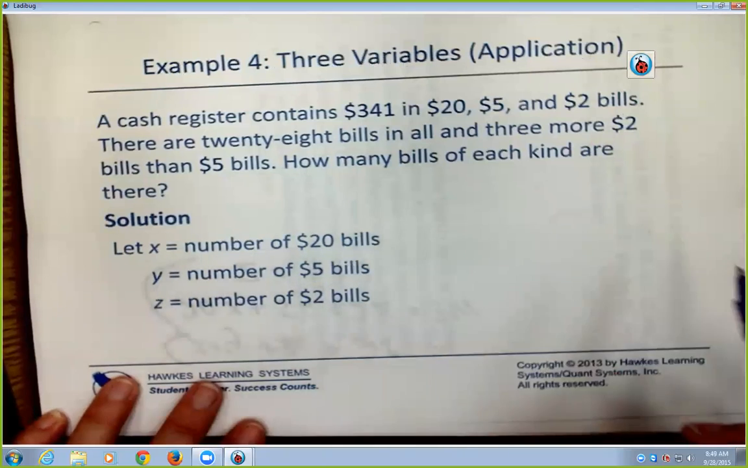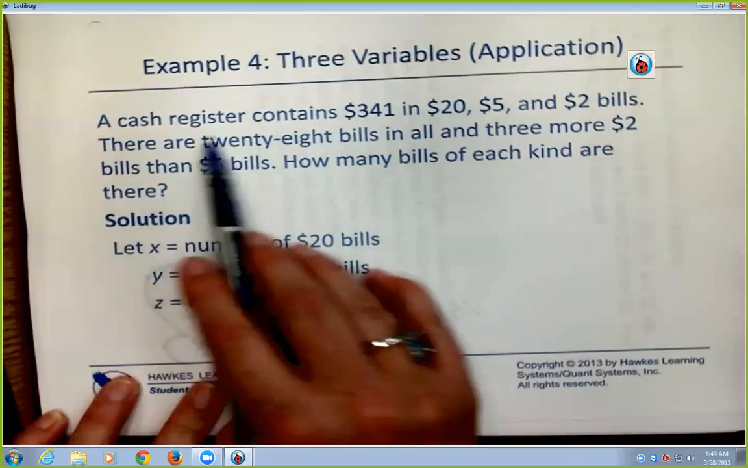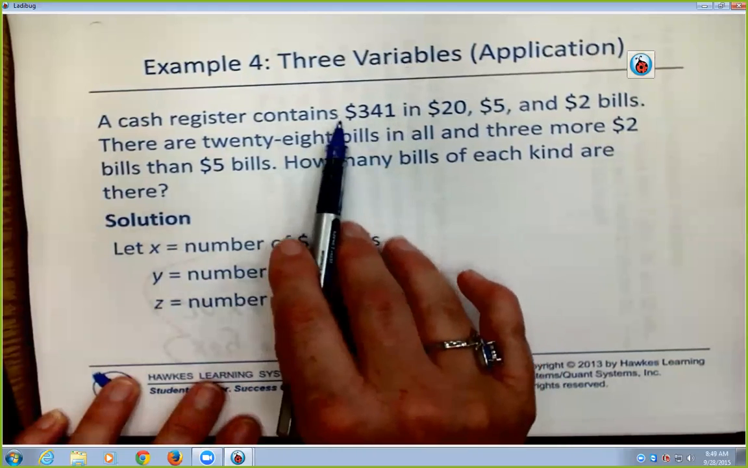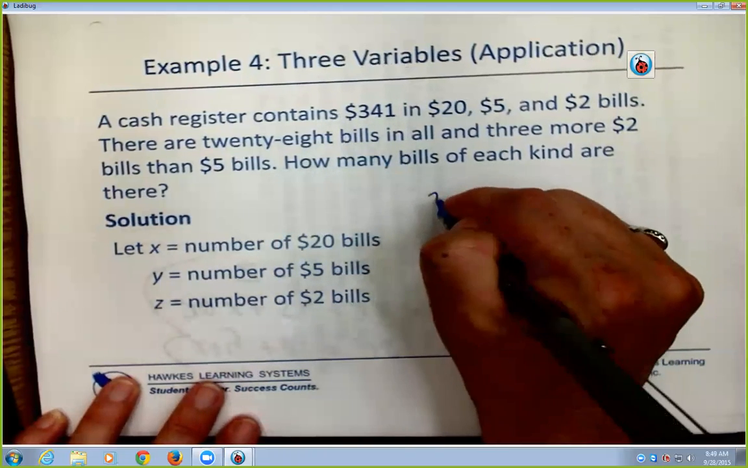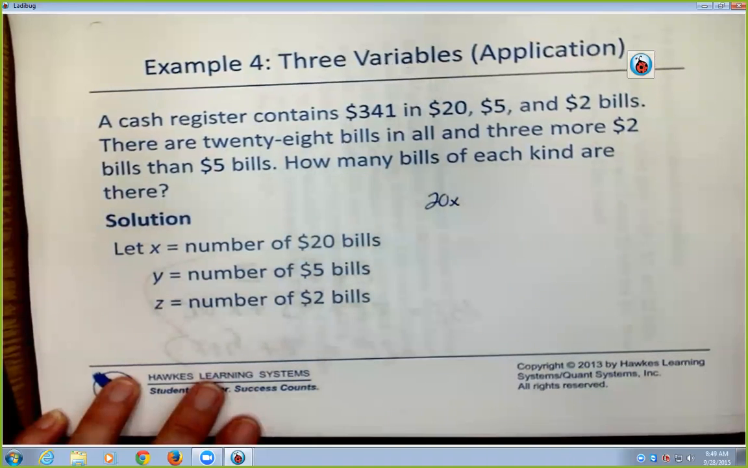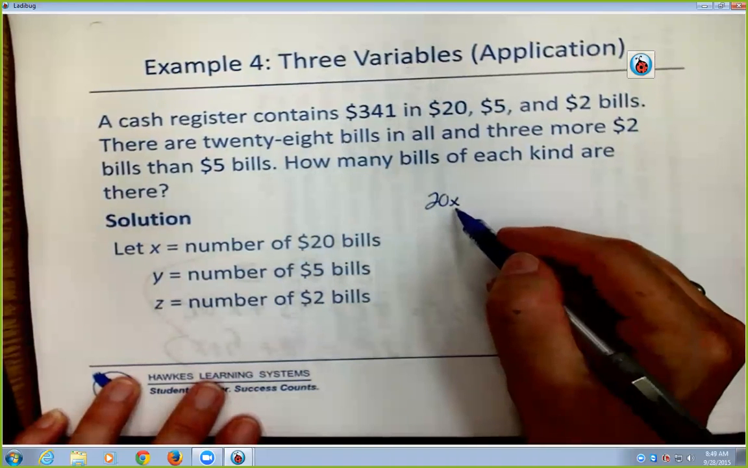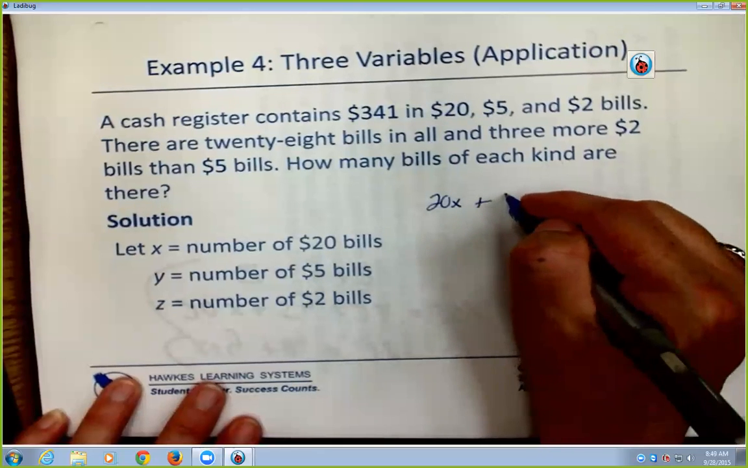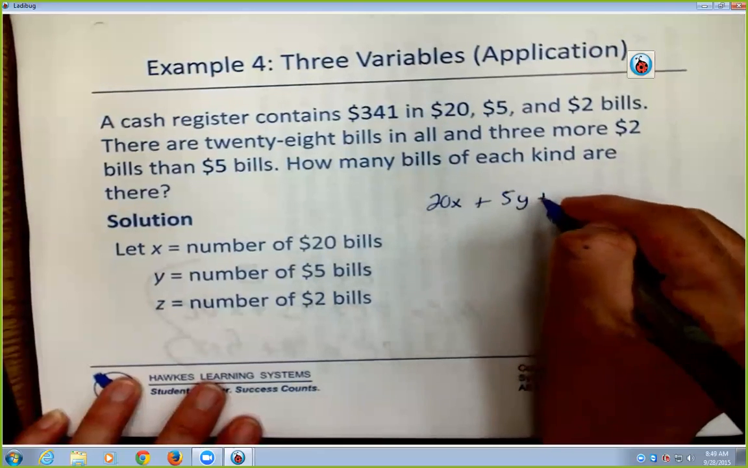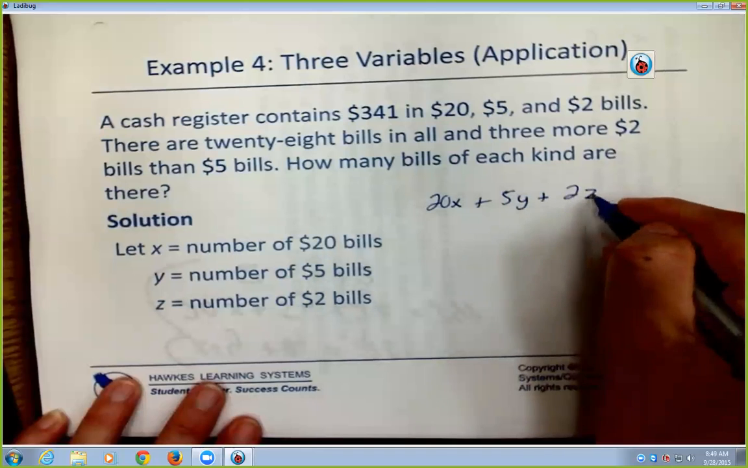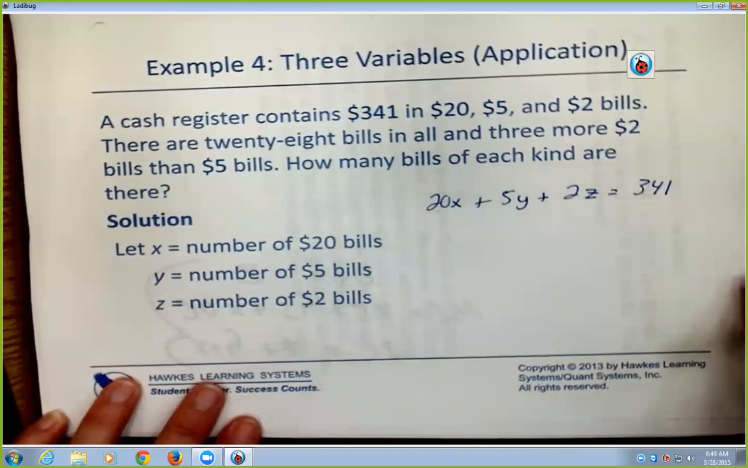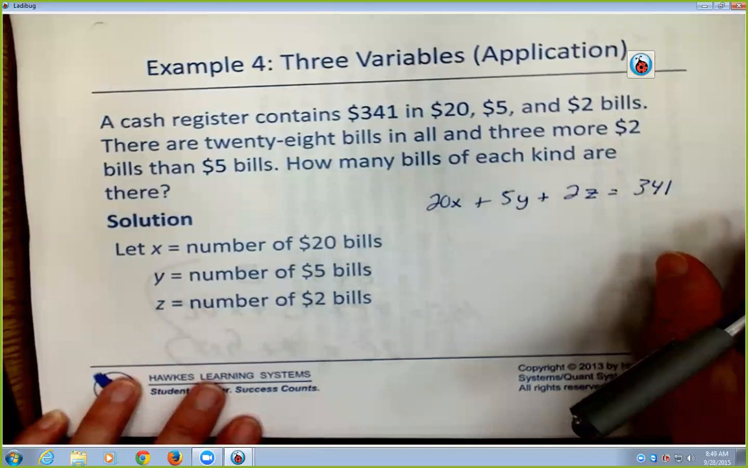So what does our information tell us? So we know how much is in the register, $341. So that is made up of 20 times X, because the number of $20 bills is X, plus 5 times the number of $5 bills, plus 2 times the number of $2 bills will equal 341. We all agree? So far, so good?